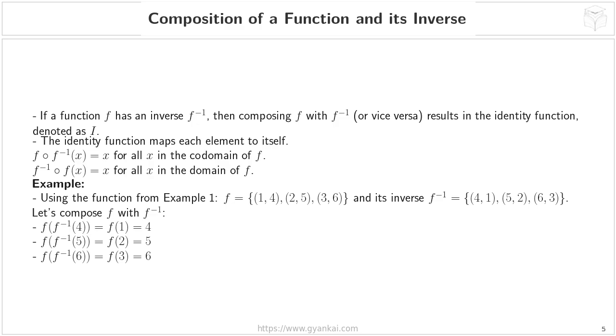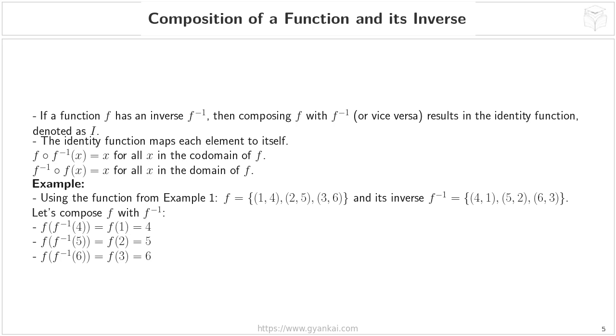So f of f⁻¹ of 4 equals 4. Let's do another one. f of f⁻¹ of 5. f⁻¹ of 5 is 2, and f of 2 is 5. So f of f⁻¹ of 5 equals 5.